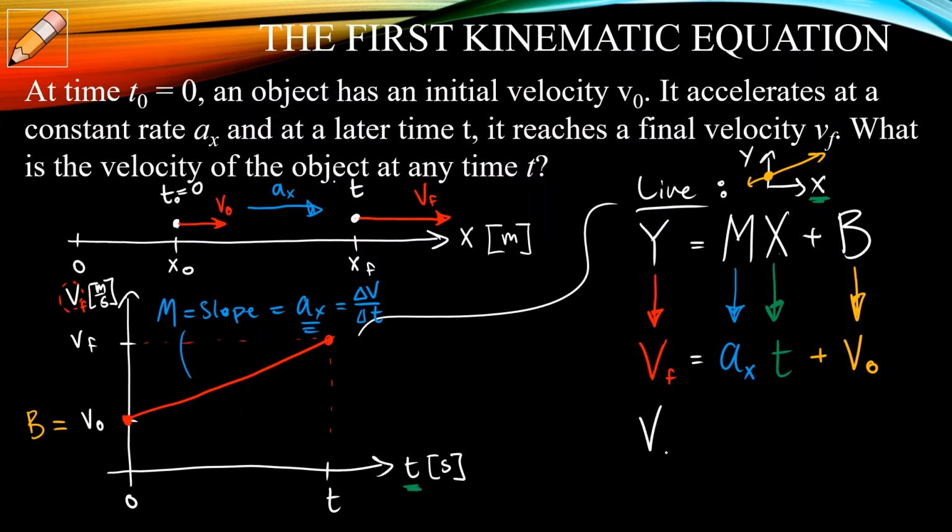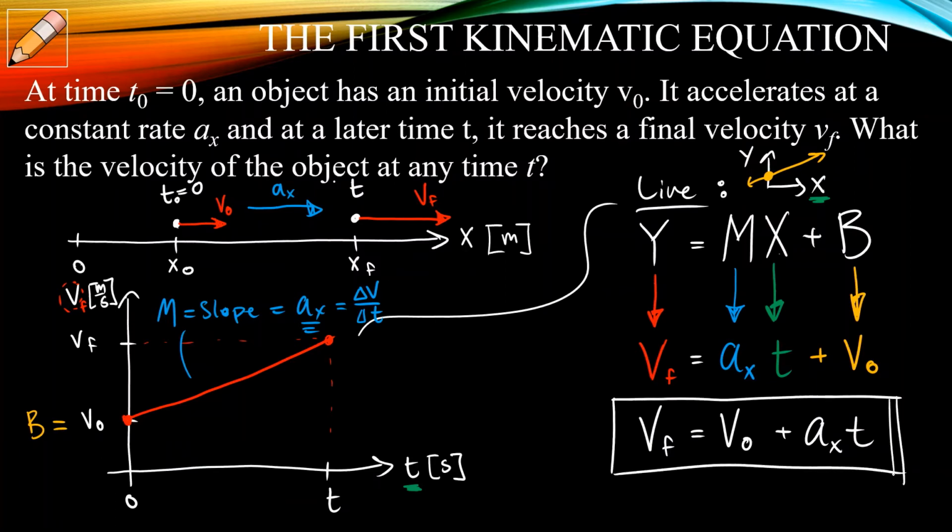The way that we will usually write this equation is that the final velocity is equal to the initial velocity plus the acceleration in the x direction times the time t. And this is our first kinematic equation. It tells us the final velocity of an object at any time t if it moves with a constant acceleration during that time.